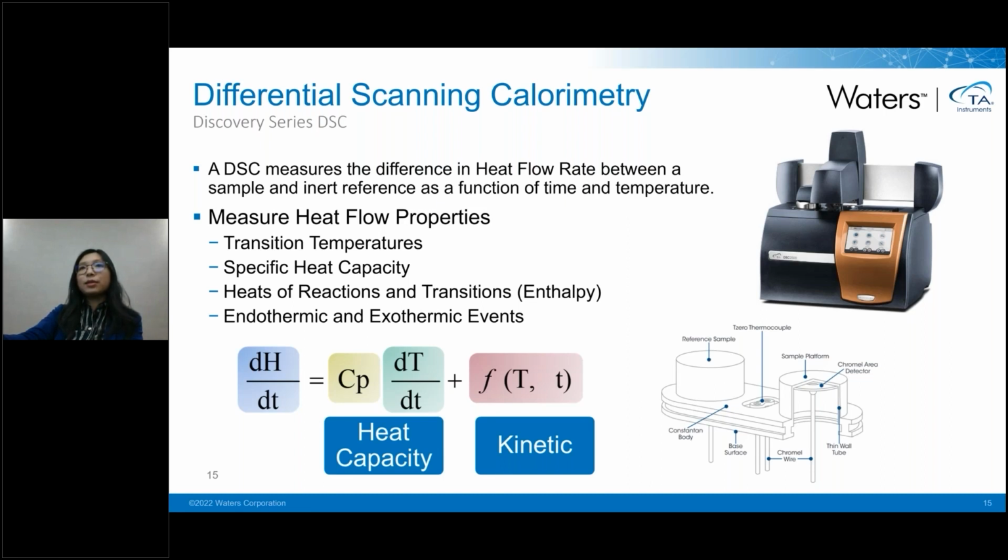When you look in more detail at the heat flow equation, the DSC actually measures both the heat capacity, which we call the heat capacity baseline, typically the heat capacity of the material and related to the heating rate, and second, any kinetic event occurring in the DSC. With the modulated DSC, you can also separate the heat capacity event from any other kinetic event, allowing a much more accurate heat capacity measurement.